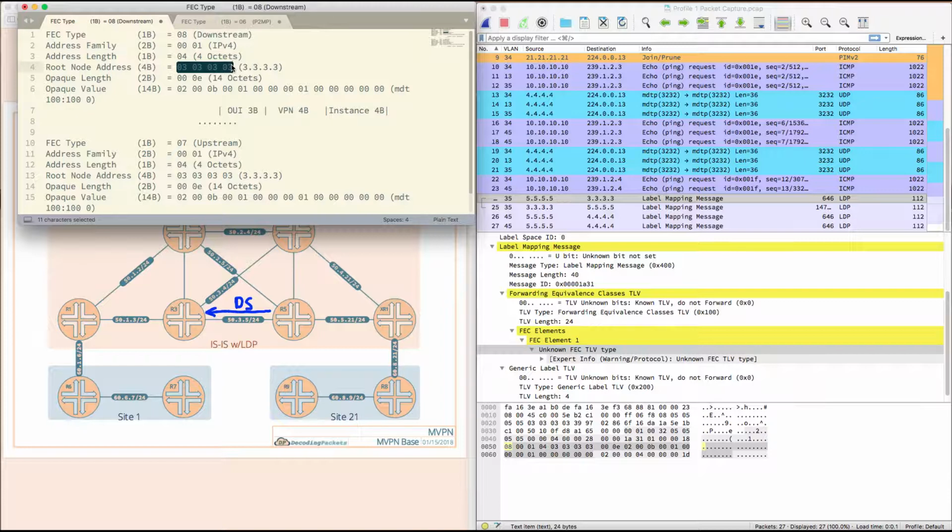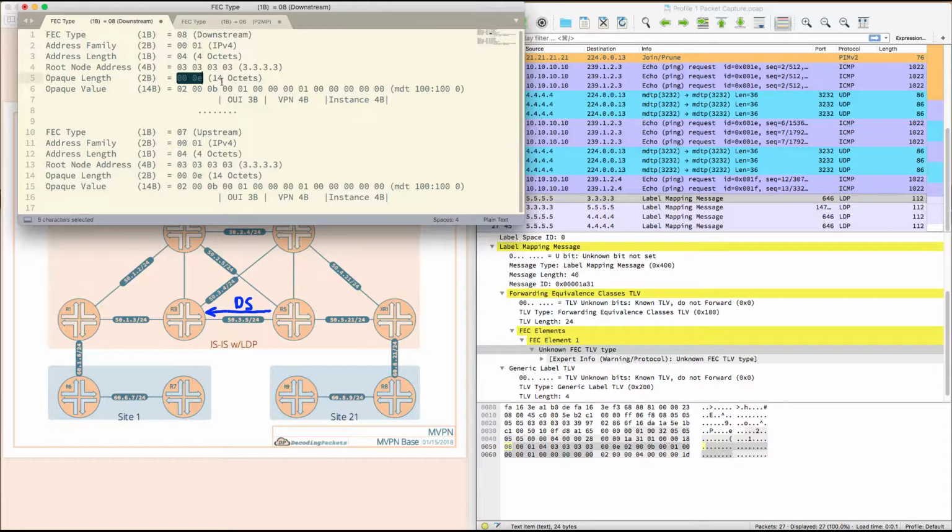In this case, it was 3333. Then you're going to have an opaque length. Now, the opaque length in the packet capture is exactly 14 octets. When you look at it on iOS, for some reason, they decipher it as 11 octets. So they're missing 3, or they're deciphering 3 somehow differently. But I'm not 100% sure why that is happening. So the 14 octets, when you break it down into the opaque value, once again, the 02000B.